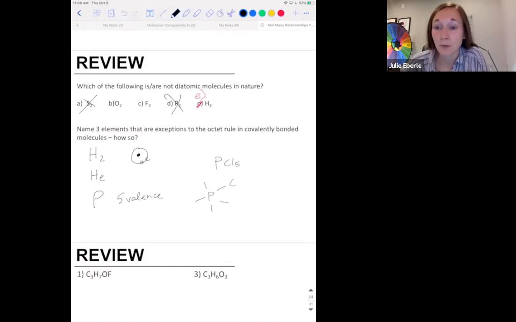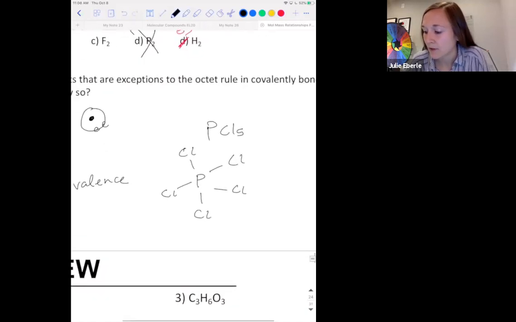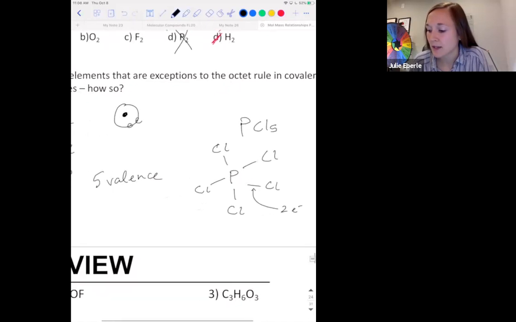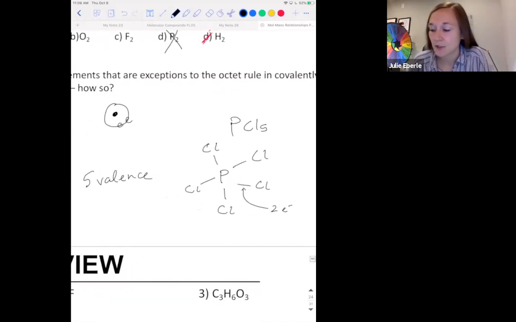PCl5, that's a real molecule. So we have 5 chlorines here. I'm not going to take the time to draw in all the lone pairs on the chlorines. How many electrons does phosphorus claim? Remember, every line representing a bond is 2 electrons. And every time you share 1, you quote gain 1. So phosphorus here is claiming 10. Thank you, Jenna. 10 electrons, okay? So that's an exception. It exceeds the octet rule.